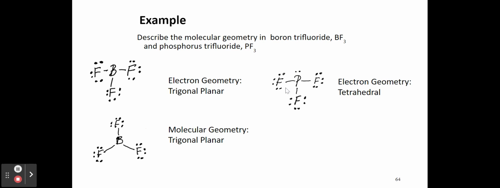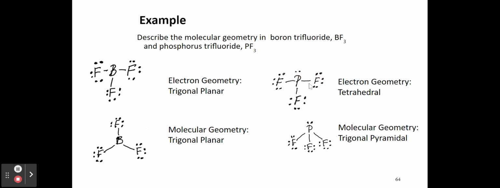That means there are 4 electron domains. That means our electron geometry is tetrahedral. This lone pair of electrons will repel and force the bonding pairs closer together. So our molecular geometry would be trigonal pyramidal.